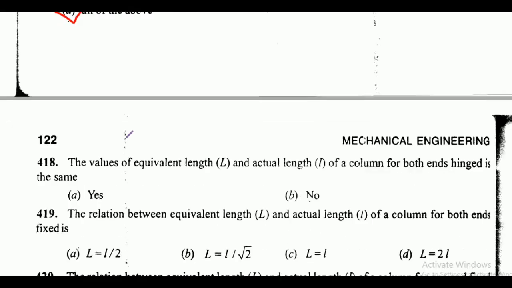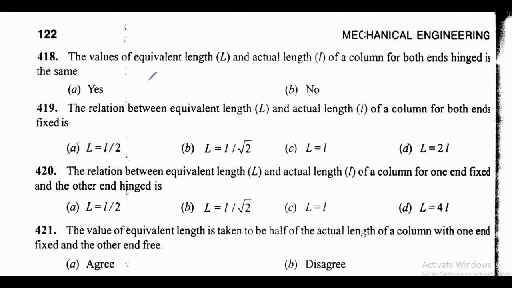Next: the values of equivalent length L and actual length l of a column for both ends hinged are the same. Options are yes or no. Here the correct answer is option A, that is yes. Next: the relation between equivalent length L and actual length l of a column for both ends fixed is. Here, friends, these are the options, and here the correct answer is option A, that is capital L is equal to small l upon 2.